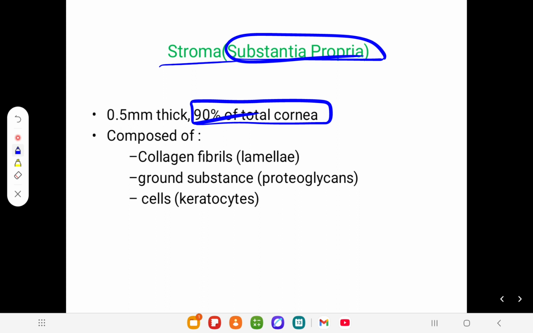It is composed of collagen fibrils, mainly type 1 collagen. The ground substance is made of proteoglycans, and the nature of the proteoglycans is very important when we talk about the relative state of corneal dehydration. And definitely there are cells, which are keratocytes, isn't it?